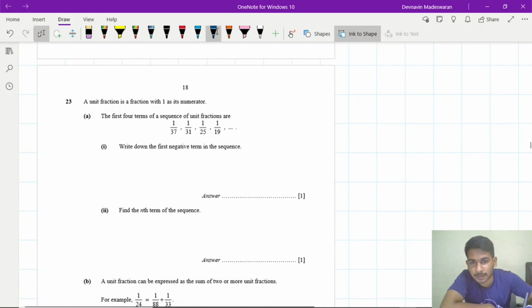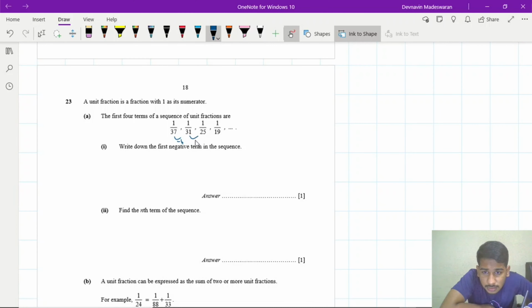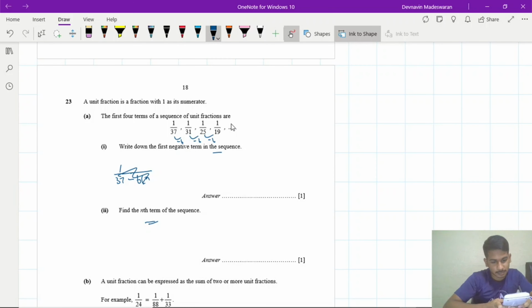Okay, let's see if there's any pattern. Minus 6, minus 6. Oh, nice. So every time it's minus 6, so 1 over 37 minus 6 times the term number or something like that. Okay, let's do this first. 19 minus 6, and then minus 6, minus 6, minus 6, negative 1 over 5.